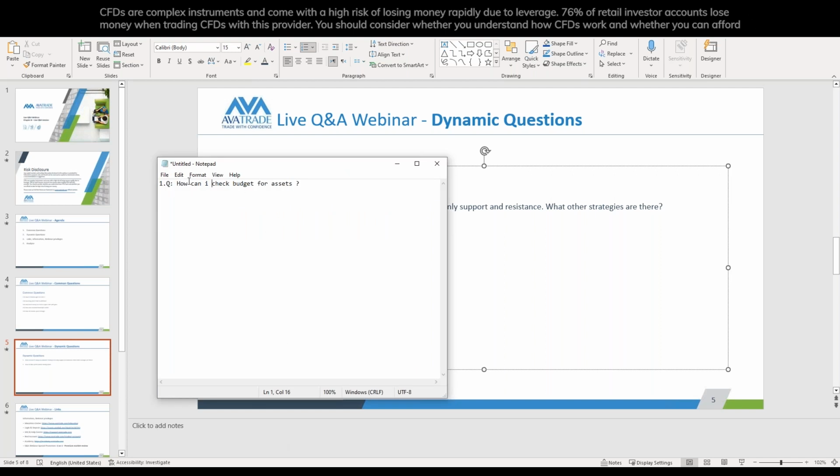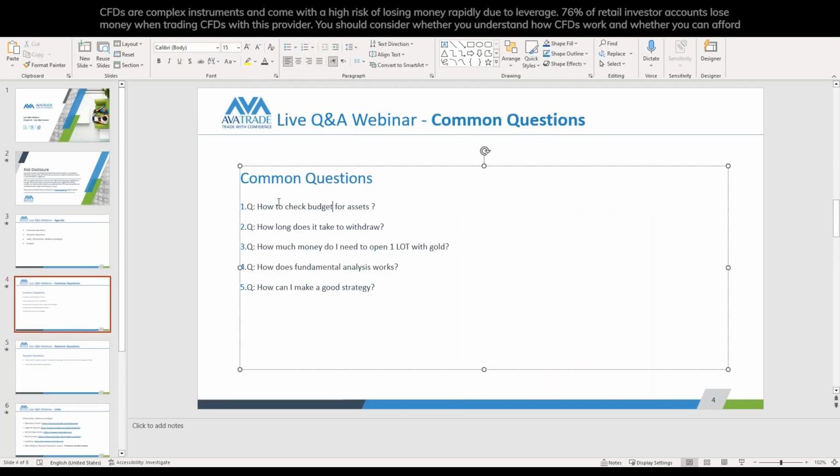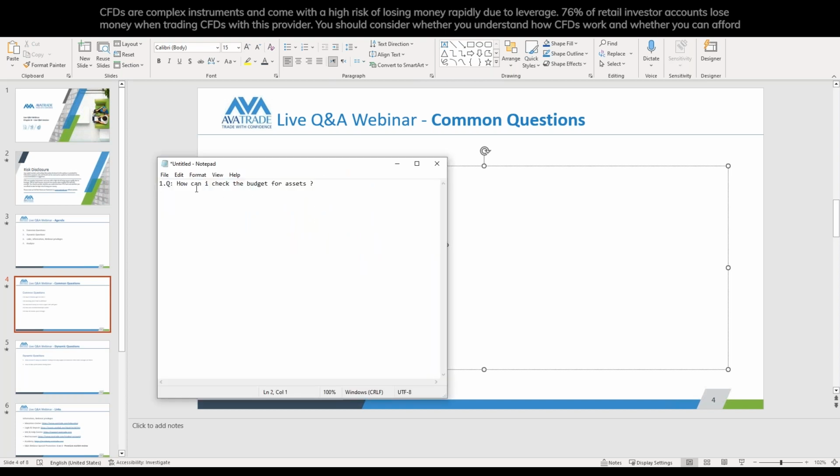Yeah, our question is, how can I check the budget for assets? My budget, maybe, right? This question is very, very confusing. How can I check the budget for assets? Necessary budget. That might make more sense. The required budget for assets.